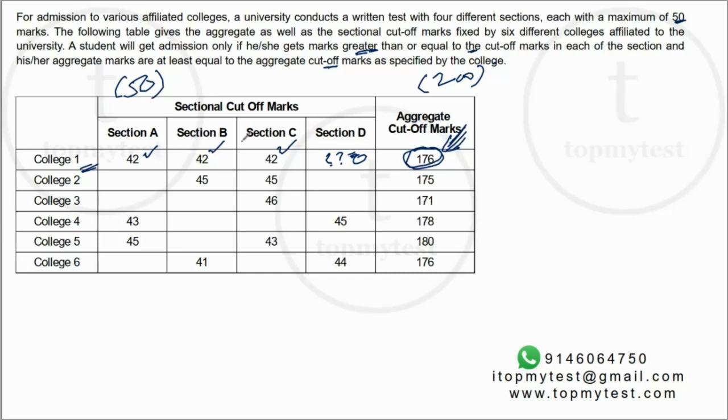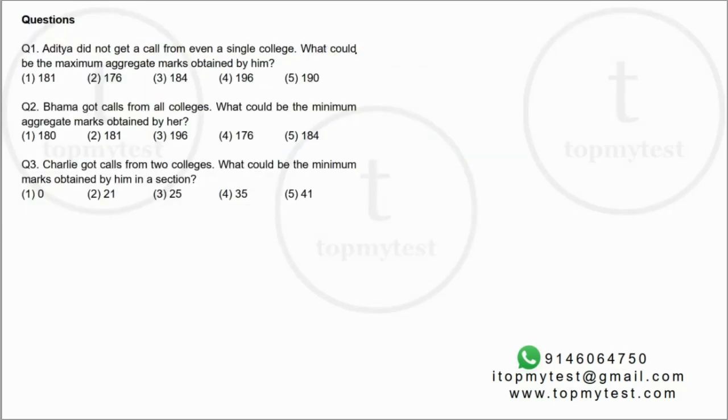You have to work with both the criteria. If you look at the questions, they are all maximum, minimum sort of questions. First one says Aditya got a call, what could be the maximum marks? Next says Bhima, what could be the minimum marks? Charlie, blah blah blah, what could be the minimum marks.